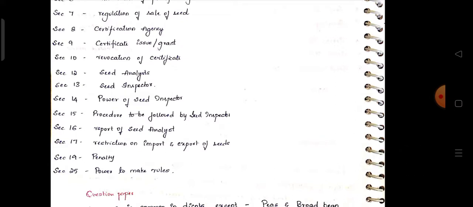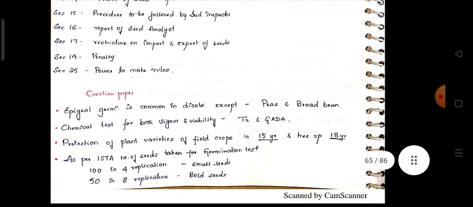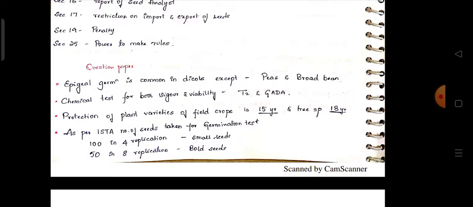Section 12 talks about seed analysts. Section 13 talks about seed inspector. Section 14 about power of seed inspector. Section 15 about procedure to be followed by seed inspectors. Section 16 about report of seed analyst. Section 17 about restriction on import and export of seeds. Section 19 talks about penalty. Section 25 about power to make rules. These are the important sections from 1 to 25.